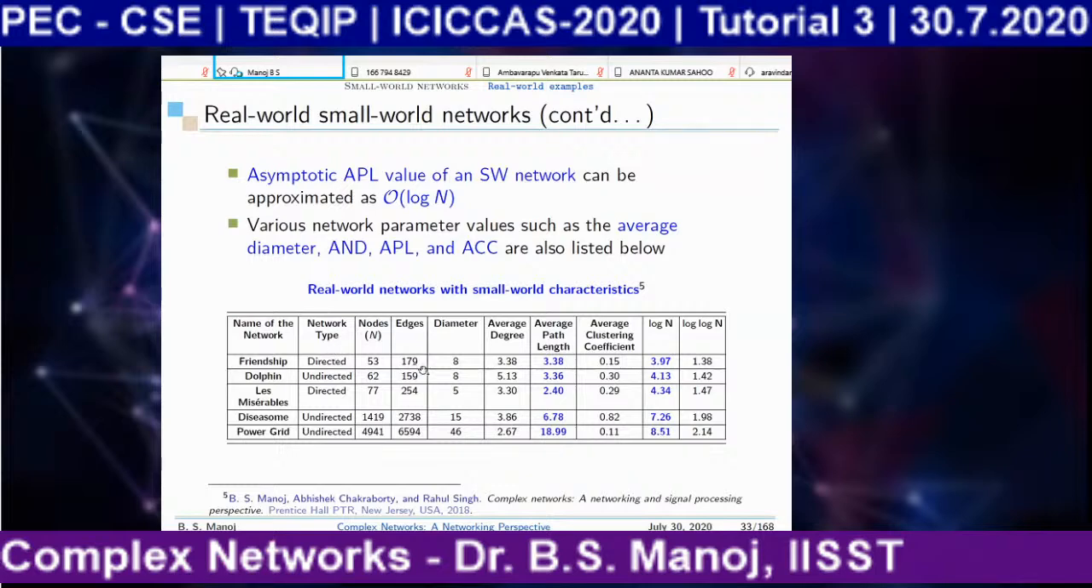Now, the reason why these are called small world networks is because when you take this network, you look at the number of nodes, the number of edges, the network diameter, the average degree, the average path length, and the average clustering coefficient. When the average path length is close to log n and the average clustering coefficient is of moderate size, you can characterize this network as a small world network. We find that log n comes to about 3.97, and the average path length in this network is 3.38. That way we can characterize the network based on the average neighbor degree, diameter, average path length, and average clustering coefficient.